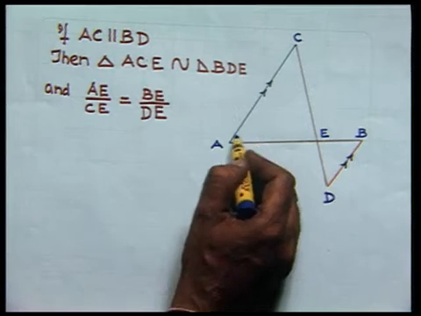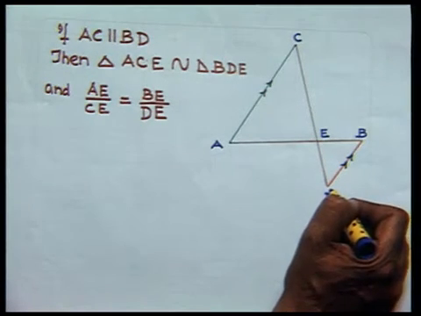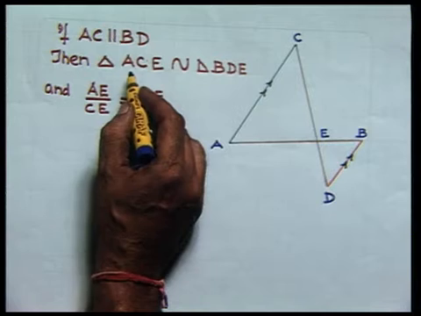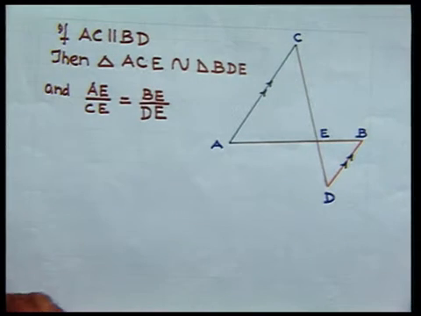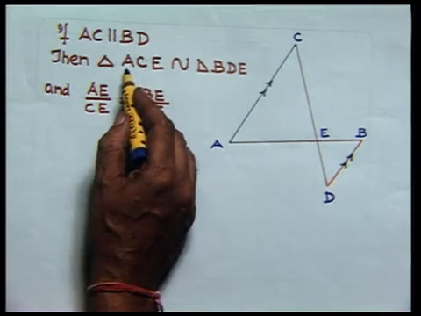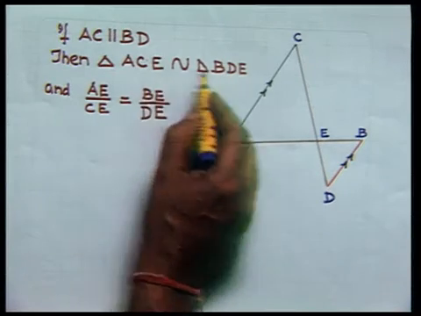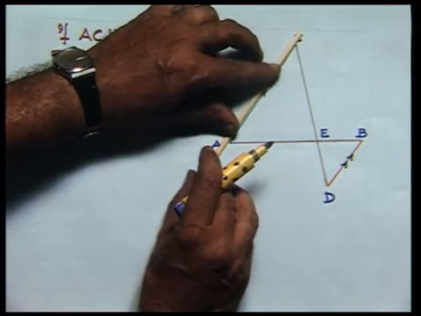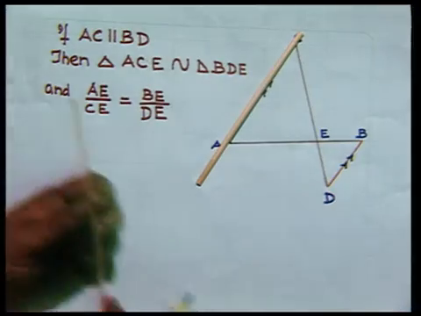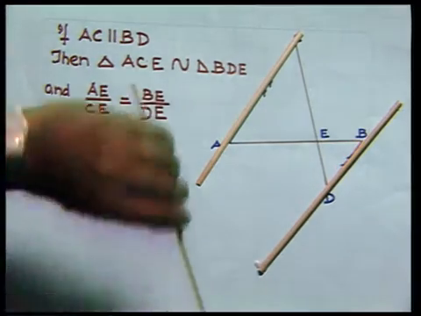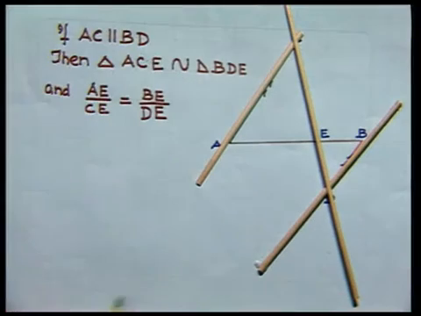Now, in this problem, AC is given to be parallel to BD, and AB and CD intersect each other at E. We have to show that triangle ACE is similar to triangle BDE. If I have to show these triangles are similar, I will have to consider the correspondence between points A and B, C and D, E and E. Now, these lines were given to me as parallel, and here is a line which is acting as a transversal.